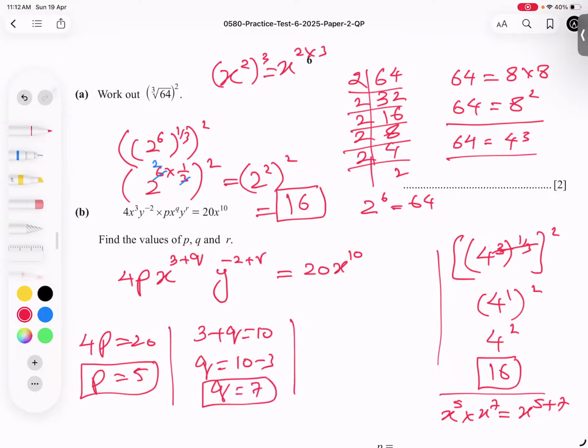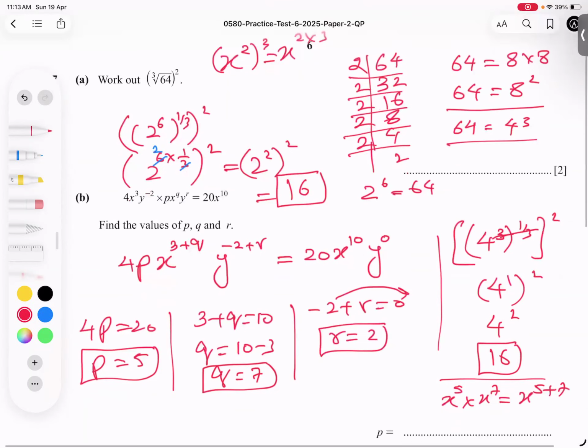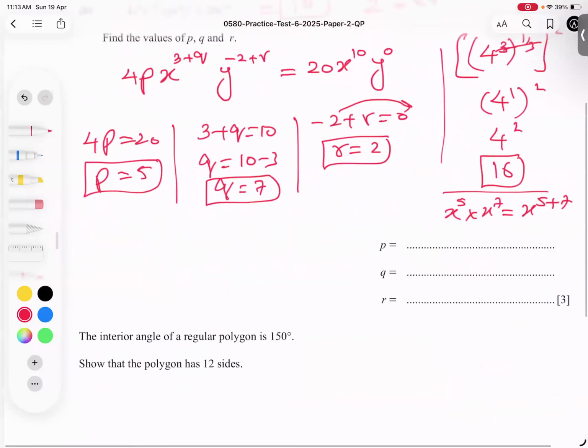Last one. In my question, we have y available. Do you have y available? No y available. But I'm writing y to power 0. Basically, something to power 0 is 1. So here was a hidden 1. I can replace it by y to power 0. So now this power and that power are equal to each other. And I think it is clear, 2 will go on the other side, and then I get the r value. This was a little tricky, but I hope the concept is very clear.